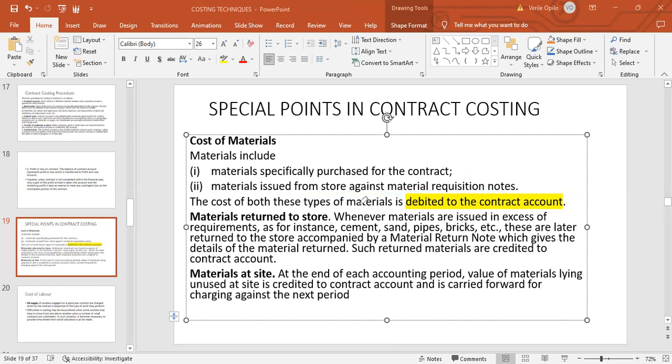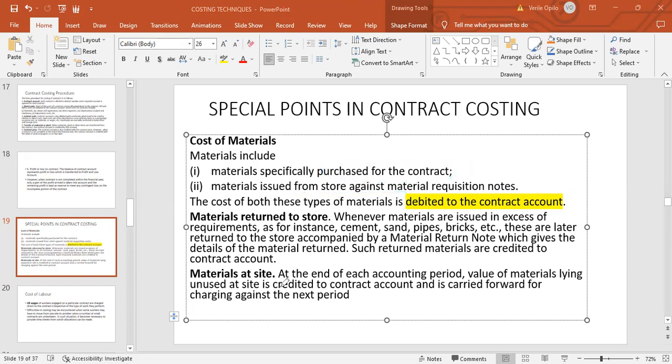This material cost, you are going to show as an expense in the contract account. And because it's an expense in the contract account, you will be debiting the contract account with the amount of materials that have been purchased specifically for the contract, and also the materials that were removed and issued from the company's stores.